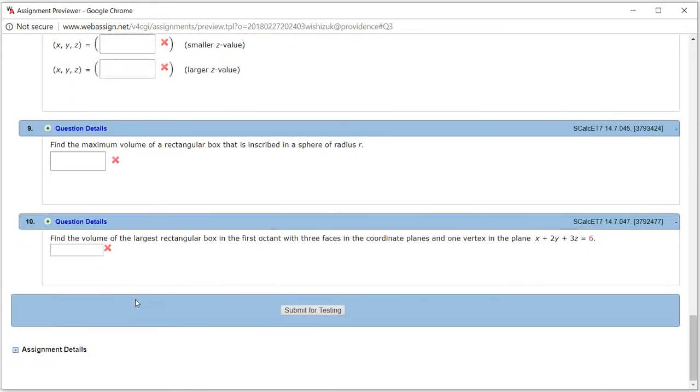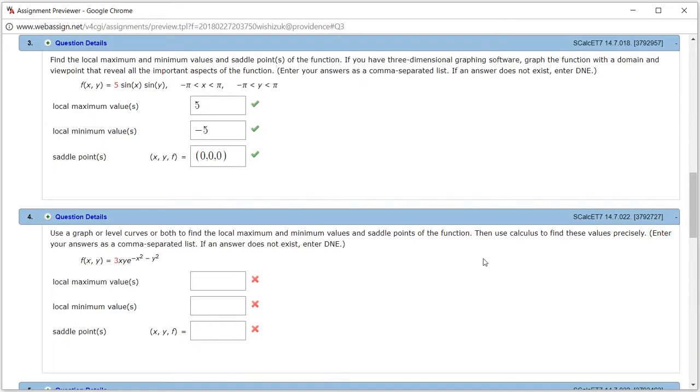Alright, so let's check the answer. Submit for testing. Alright, it came back and looks like we got this one correctly. Alright, that's it. I hope that this was clear.